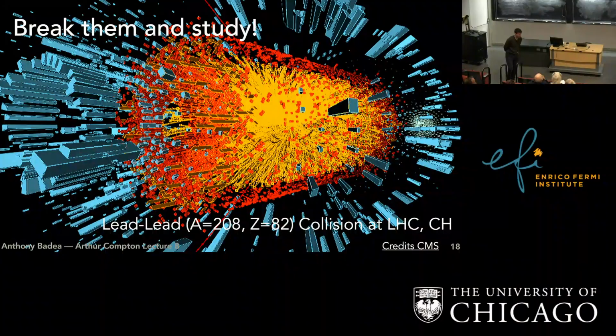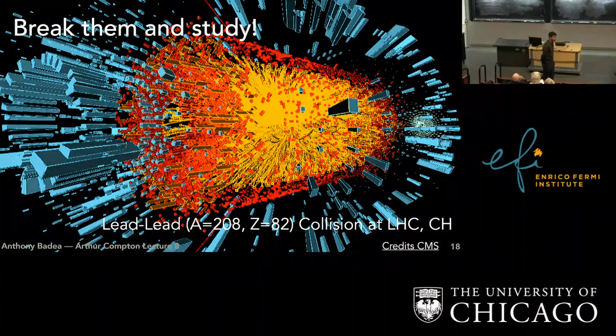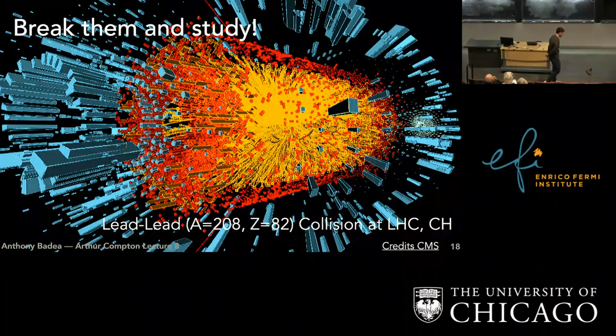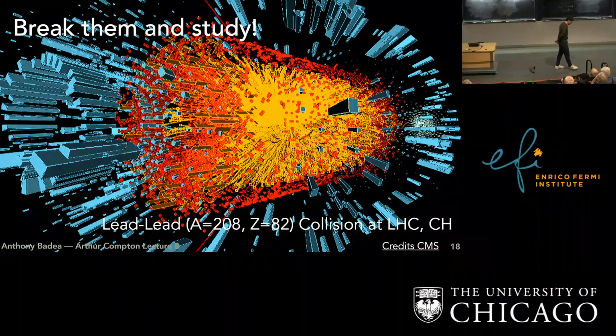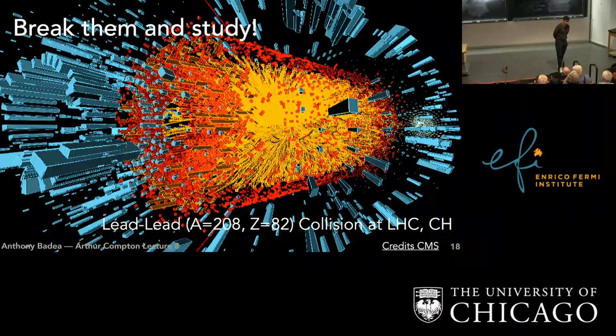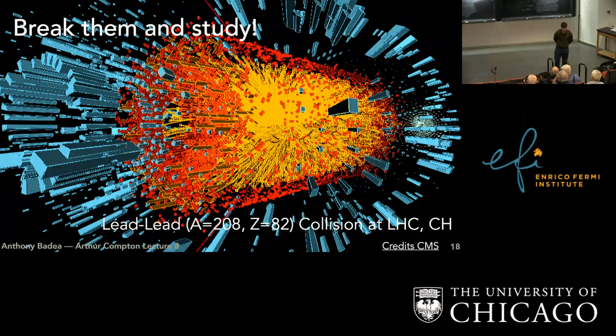Have there been calculations of the temperature of the plasma at the time of collision? Yeah. So the question was, have there been calculations of the temperature of the plasma at the time of collision? Yes, and if my memory serves me right, it was something like 1,000,000 times the temperature of the core of the sun. Yeah, it's insanity.